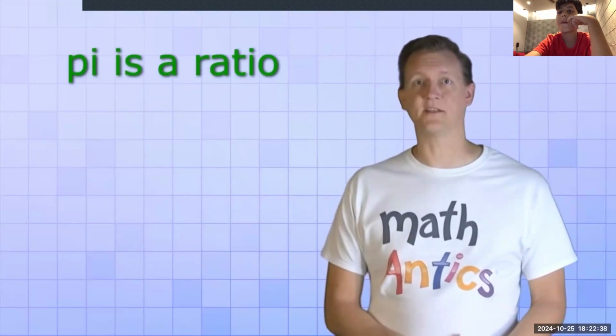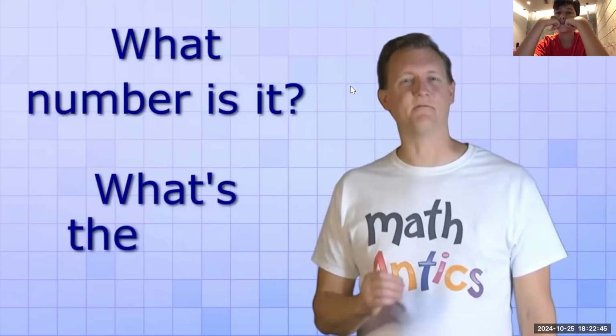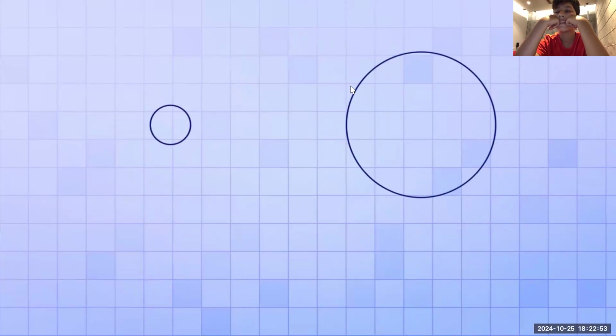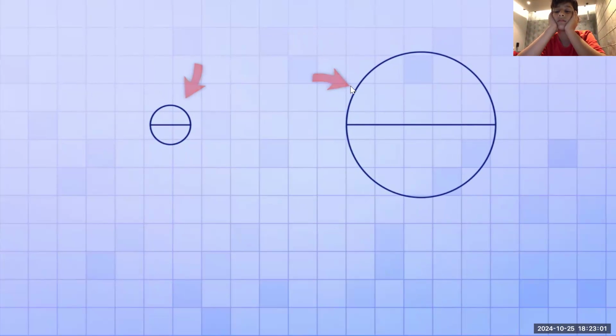And as you'll see in a minute, because pi is a ratio, it's the same number for any circle, no matter how big or small. Okay, but what number is it? What's the value of pi? Well, to figure that out, have a look at these two circles, one big and one small. We're going to imagine that our circle's diameters are flexible like a piece of string, and that we can wrap them around the outside edges, circumferences, of the circles.